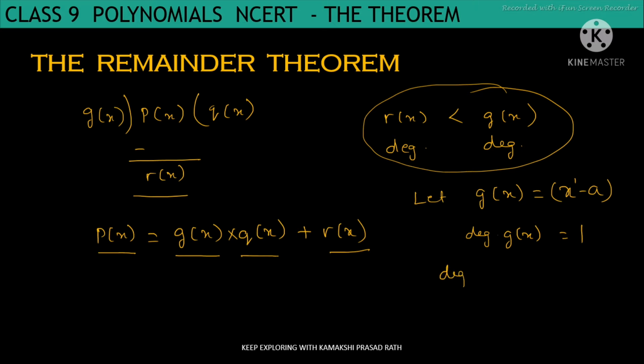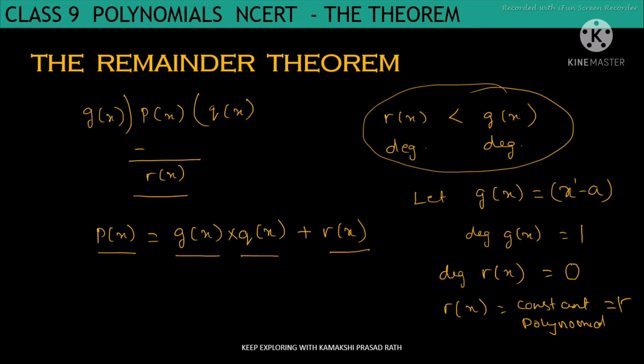the degree of the remainder r of x should be less than 1. If it is less than 1, we are only left with 0. That means the degree of the polynomial r of x should be 0. Hence, if the degree is 0, we call r of x a constant polynomial. r of x is a constant polynomial, and we can represent it by the letter r.